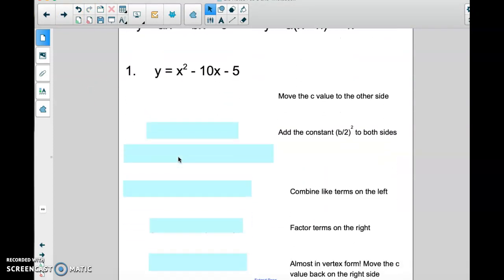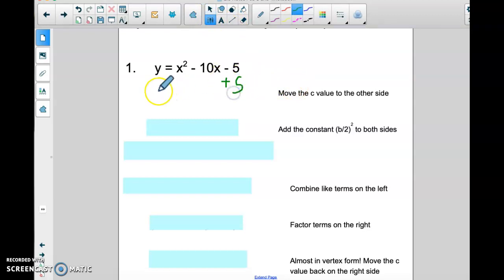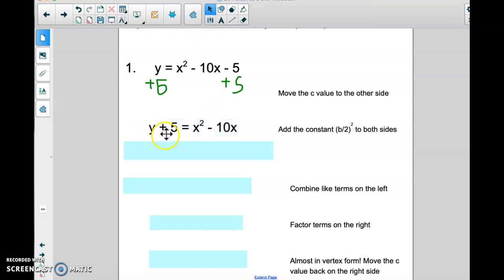Okay, so same thing, standard to vertex form. Here I have y equals x squared minus 10x minus 5. Move the c value to the other side. So I have minus 5, and the opposite of a minus 5 is a positive 5. We're going to move that positive 5 over. Remember, keep the y there. So now I'll have y plus 5 equals x squared minus 10x.